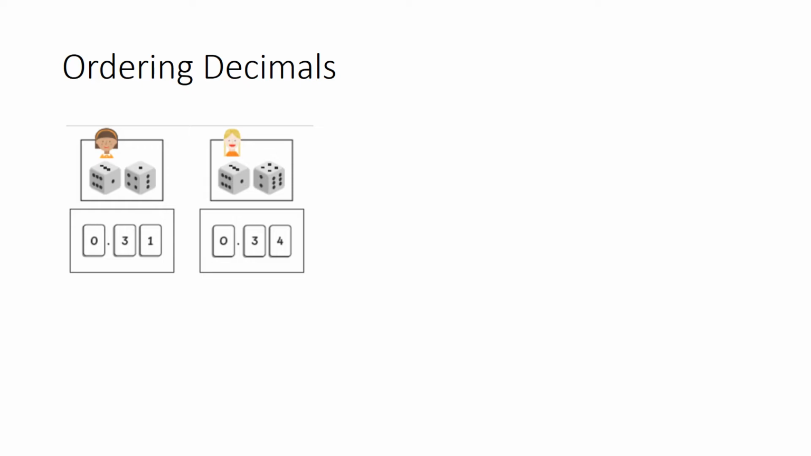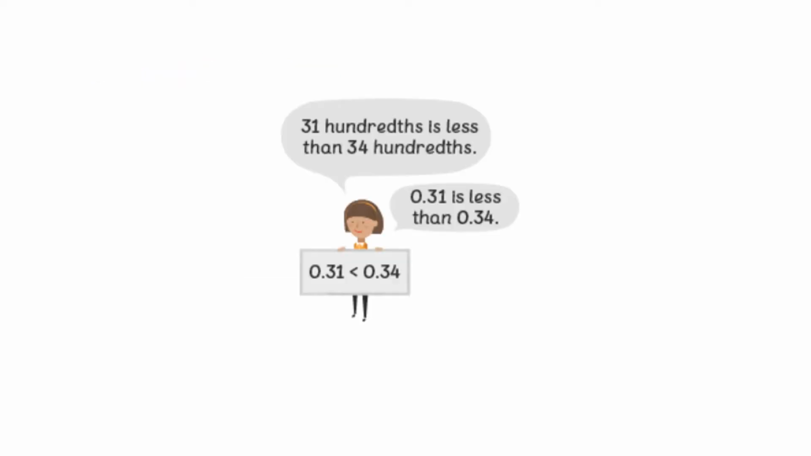Have a look at them. What do you think? Amna tells us that 31 hundredths is less than 34 hundredths, or 0.31 is less than 0.34. Do you think she's right?